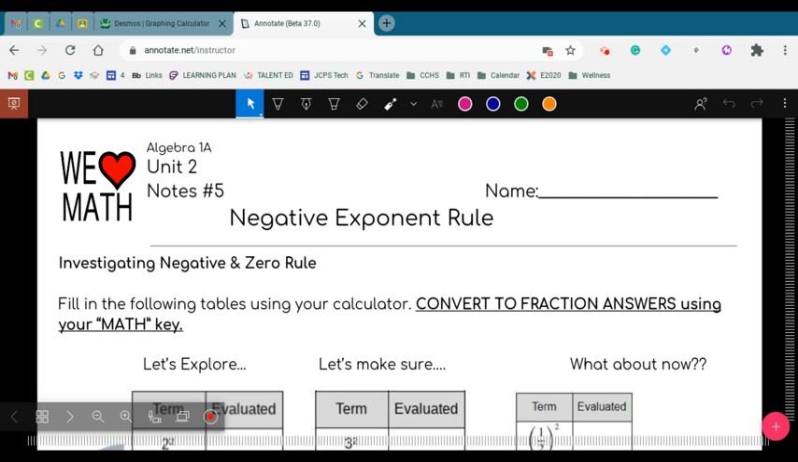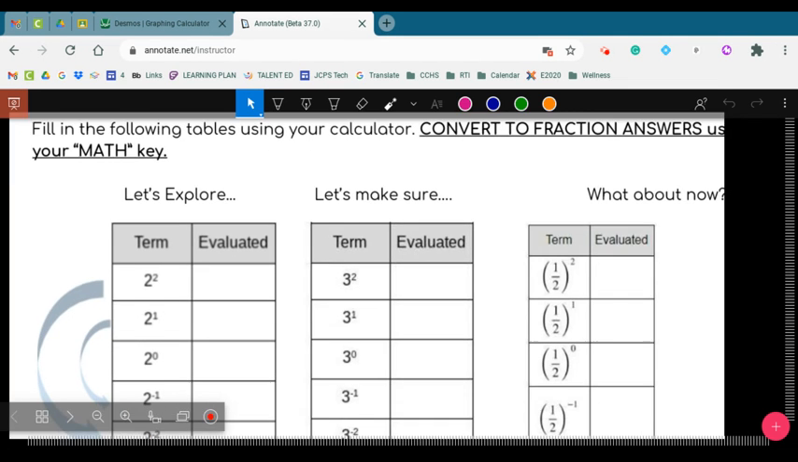Okay, today we're going to do Unit 2, Notes number 5, which is our negative exponent rule. So we're going to do a little investigation for our negative exponent rule. It says fill in the following tables using your calculator. Convert to fraction answers using your math key. So we should know how to do that.